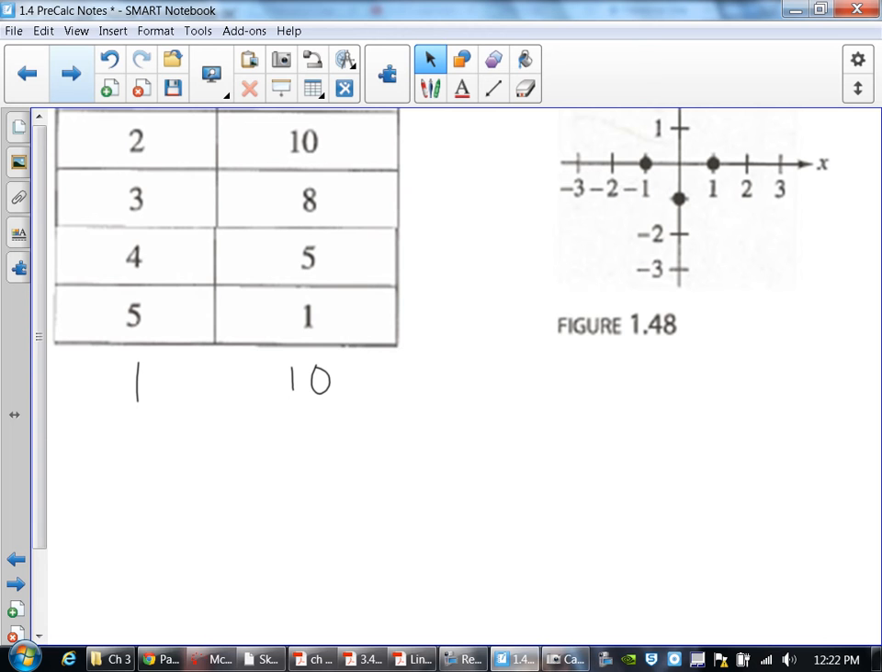All that means is that if you think about it graphically, here's (1, 10), here's (2, 10), (3, 8), (4, 5), (5, 1). That vertical line is okay because it's not in two places at the same time. You can have repetitive y values, which just means a horizontal line. Horizontal lines are functions because they pass that test. Vertical lines are not because they don't pass.